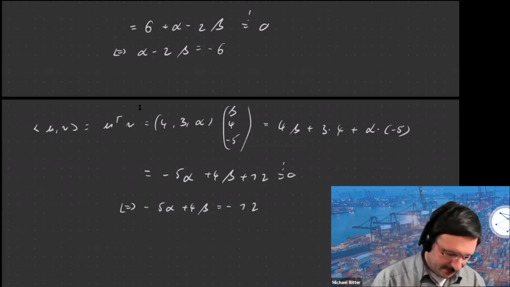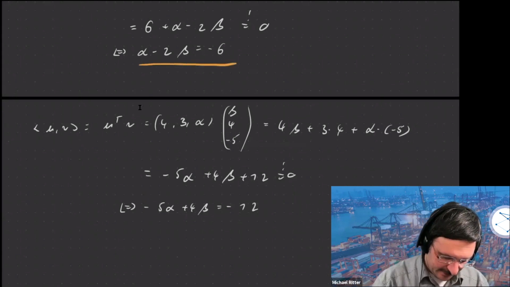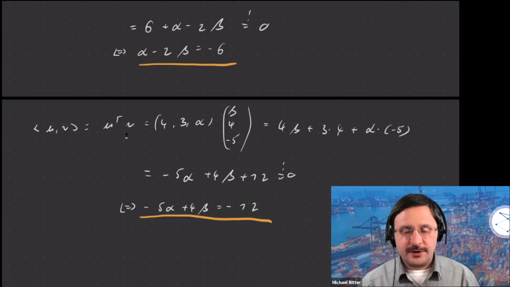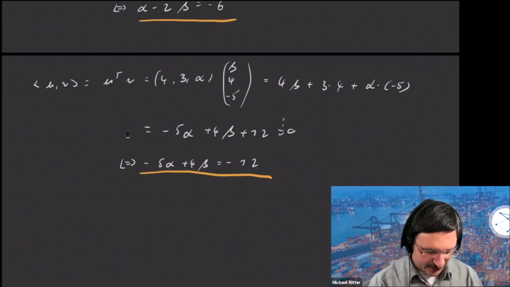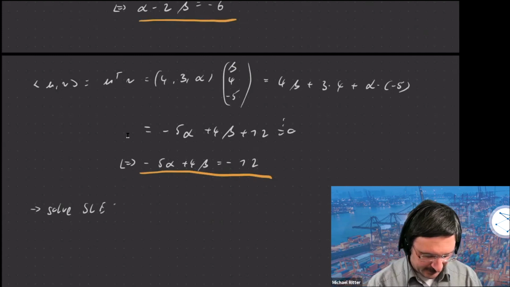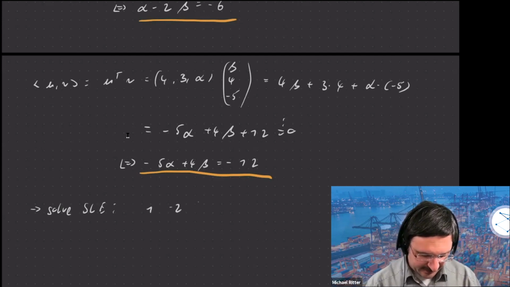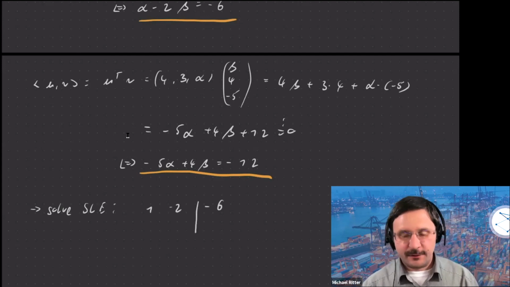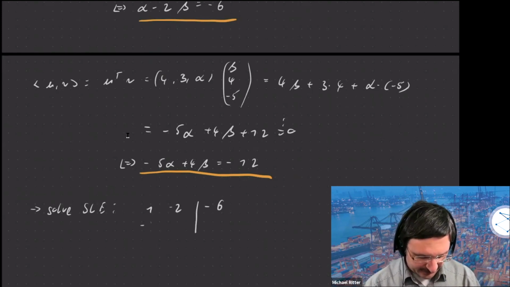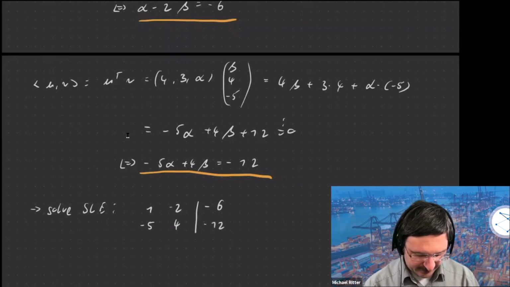So what we have here and here are simply two linear equations in the variables alpha and beta. So just solve this system of linear equations here. And we do this as usual using Gaussian elimination. The first one, alpha minus 2 beta equals minus 6, looks like this in tableau form. And the second one, minus 5 alpha plus 4 beta equals minus 12, would look like this here.